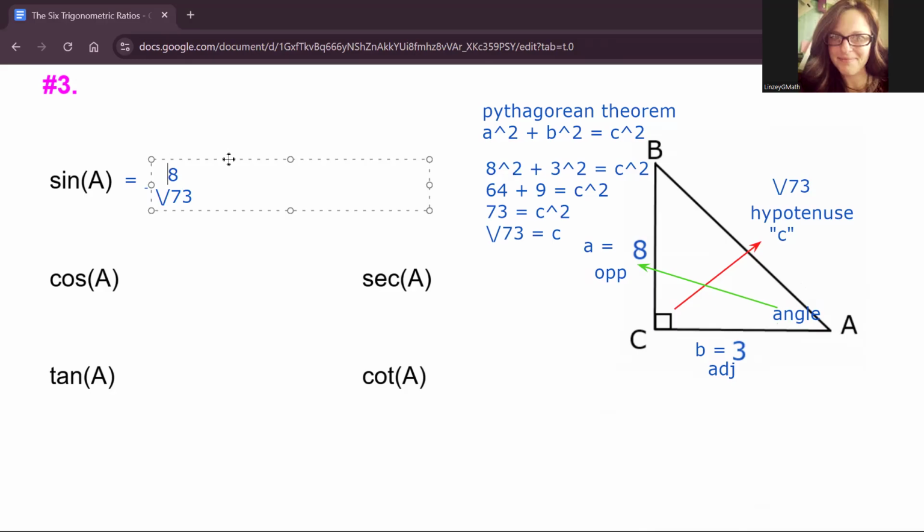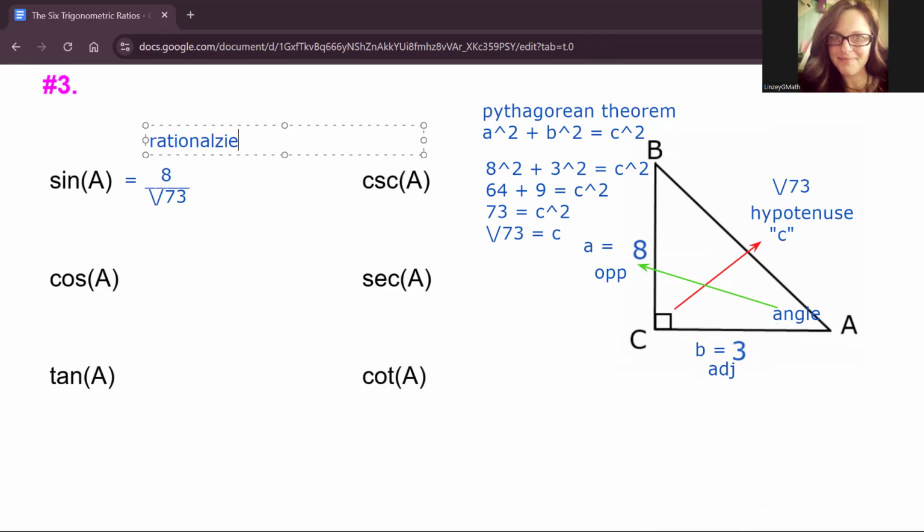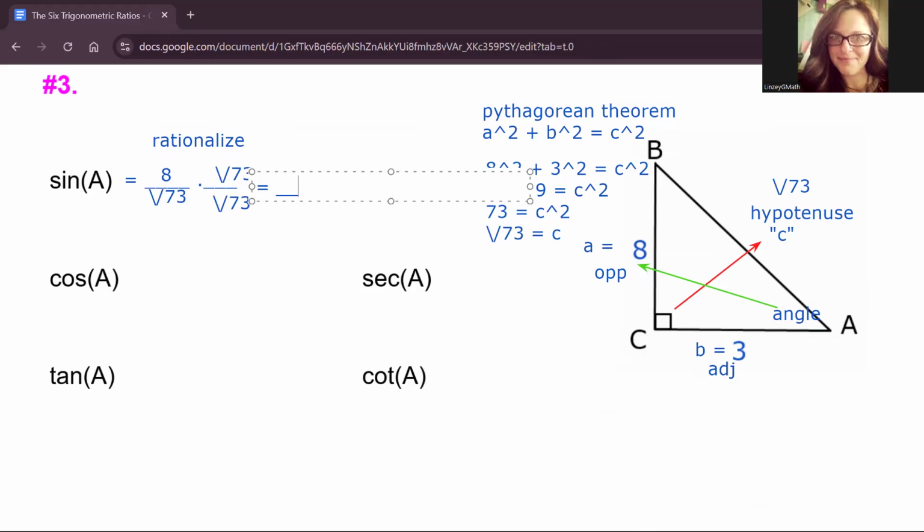Now you could rationalize the denominator, getting rid of the square root in the bottom of a fraction. To do that, we'll multiply by the square root of 73 on the top and the square root of 73 on the bottom. We multiply straight across, top and bottom, and we get 8 square root of 73 over square root of 73 times the square root of 73, which is just 73. So now we have our rationalized solution.